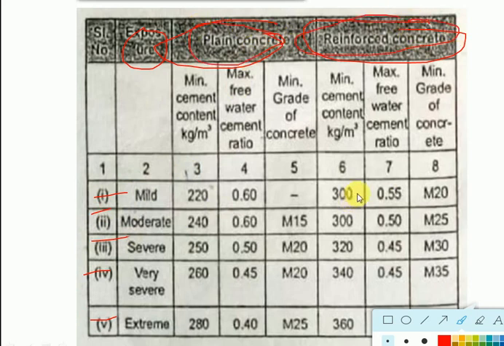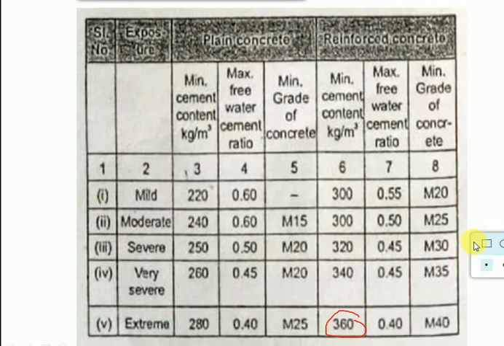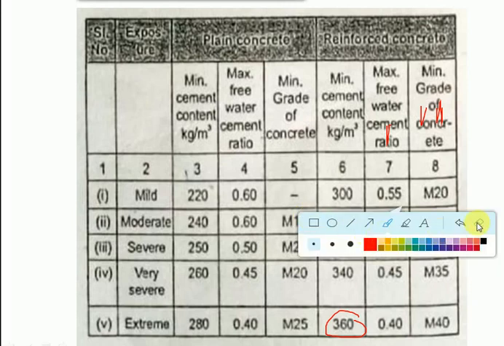They are asking for reinforced concrete for mild and moderate. So you can see there is 300 kg per meter cube, right, for both. If they ask for severe, that is 320. If they ask for very severe, that is 340. If they ask for extreme, that is 360. Okay, and they have given the water cement ratio, maximum and minimum, and also the minimum grade of the concrete. Right? This tabular column is very important. Okay, so you have to remember this tabular column.